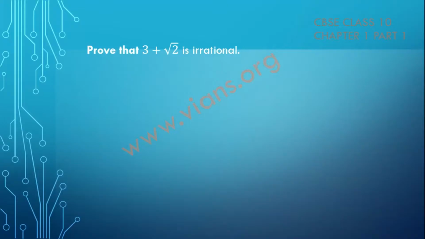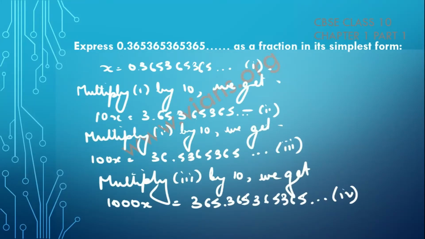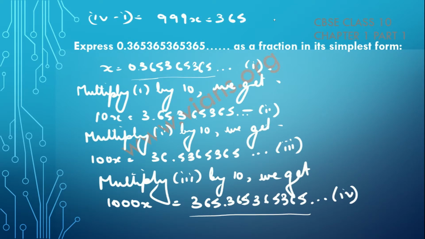Now, the funny thing to this is that now that you've done this, you know that this particular number and this particular number now have its decimal places ending with the same digits, and therefore you can do 4 minus 1 now. And what will that give you? That will give you 999x is equal to 365. That means x is equal to 365 by 999.